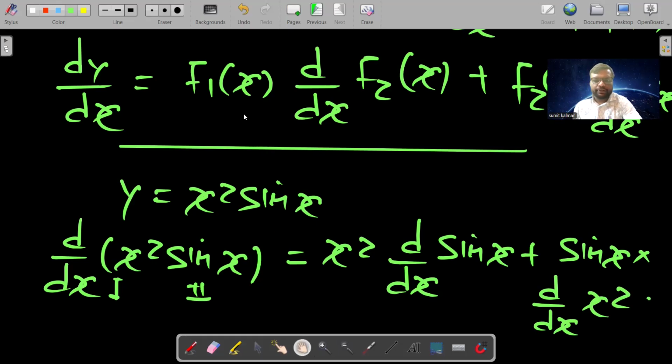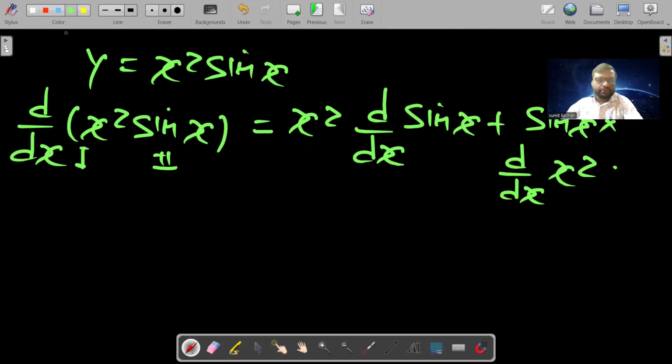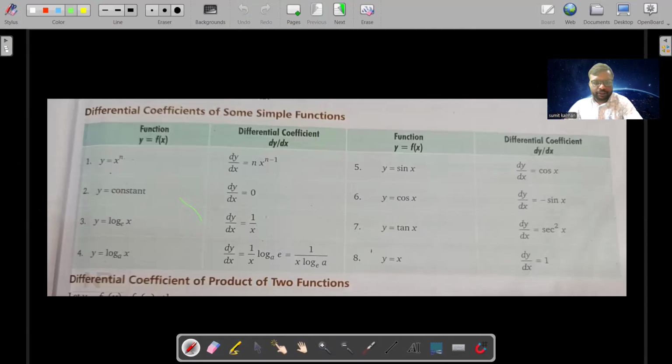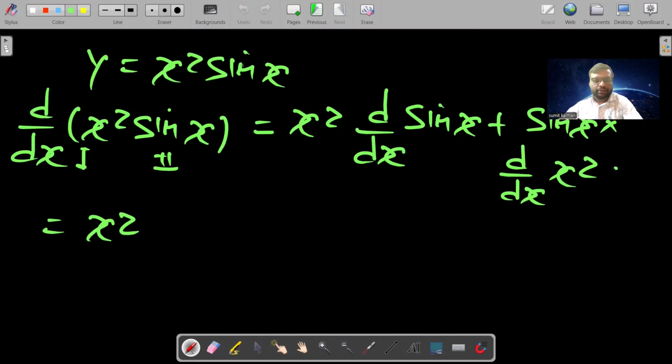So just see. Now here it will become x square. d by dx of sine x, what is it? Just see, cos x. It is cos x. x square into cos x plus sine x. Now students, it is x square.